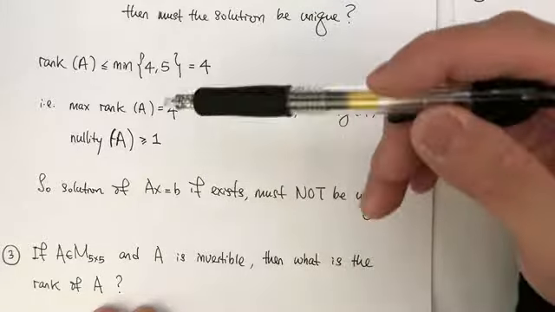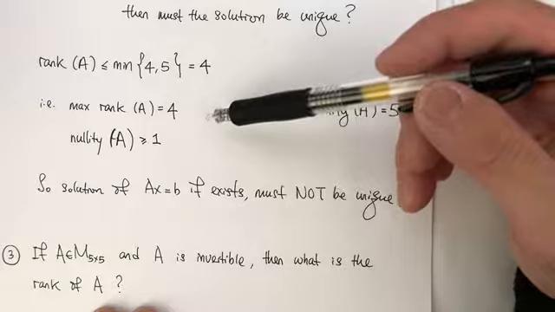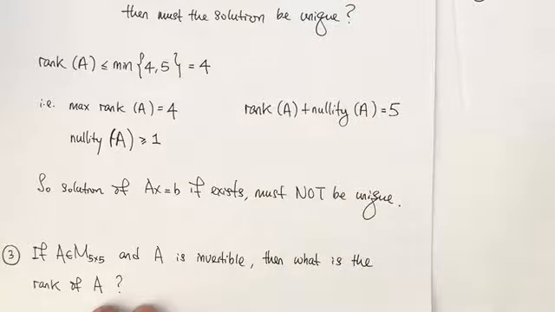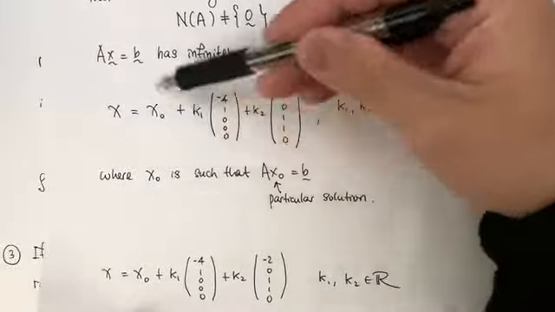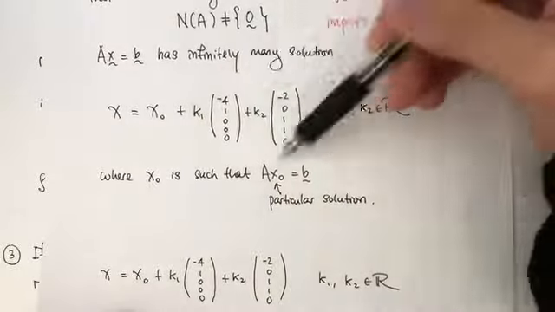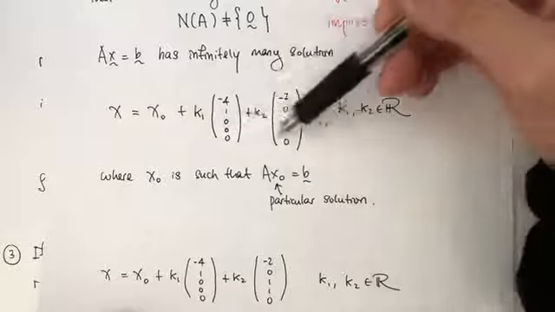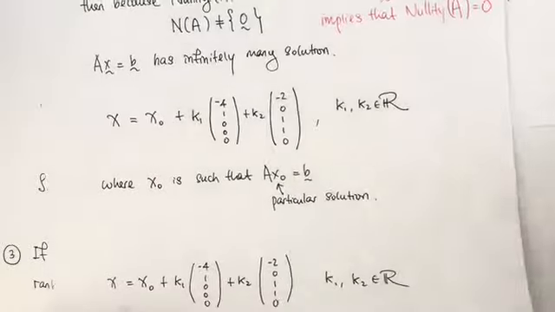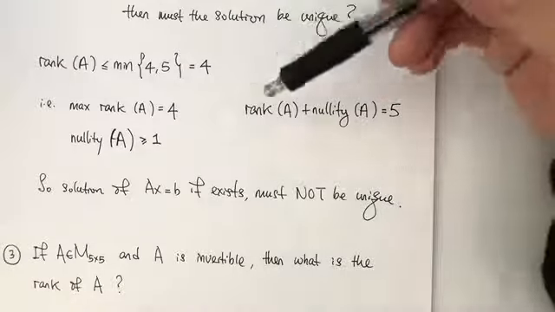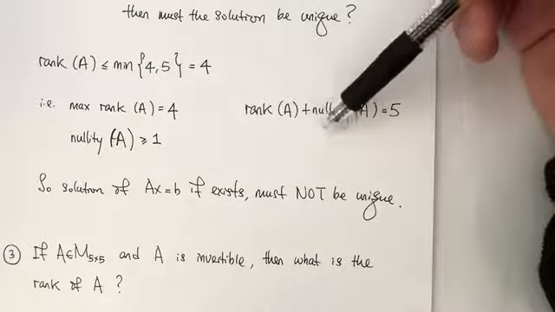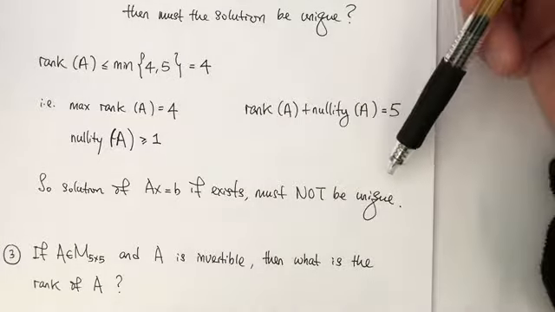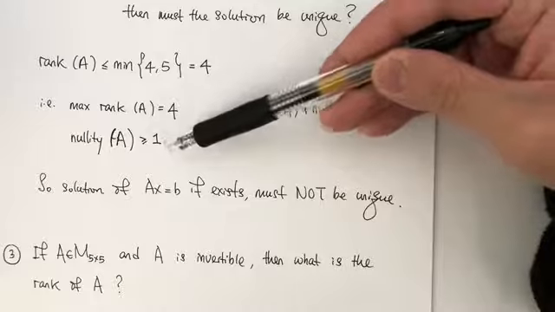That means that the null space does not consist of only the 0 vector. So the solutions will be some particular solution plus a non-trivial null space. This is the place that will generate infinitely many solutions. Because of that, we know that for AX equal to B, if a solution exists, it cannot be unique because the null space is not 0.